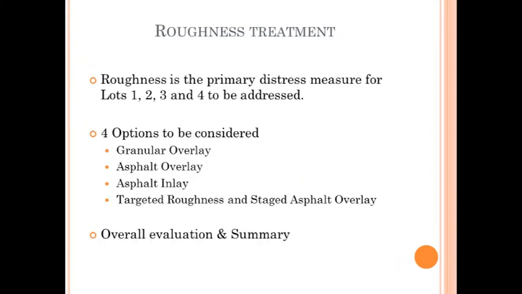Concerning treating the roughness, we looked at 4 options, those being a granular overlay, an asphalt overlay, an asphalt inlay, and the last option being a targeted approach to roughness initially, followed by an overlay later at some stage. So we'll give a bit of a rundown on those four options over the next few slides and then end with a bit of an evaluation and summary of our two preferred ones that would go towards the development of the rehabilitation treatment strategy.